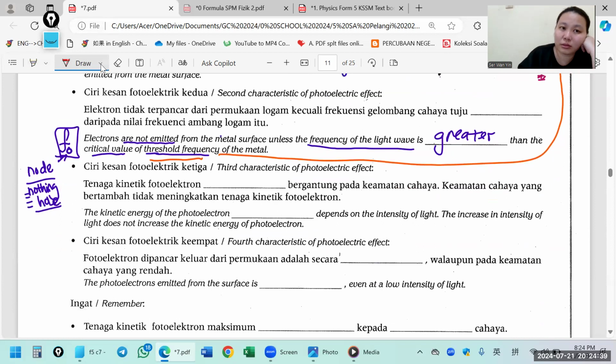Okay, so now, when electron is released out, that's why we have kinetic energy when it's emitted out. Kinetic energy of photoelectrons does not depend on the intensity of light. Okay, what is intensity of light? Anyone can tell? Actually, it's I equals P over A, which we learned in Form 4, but we have no calculation in Form 5.